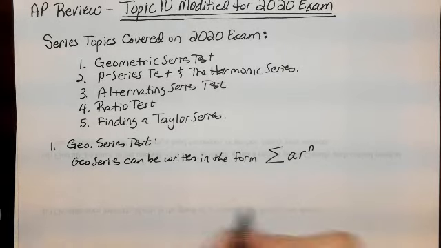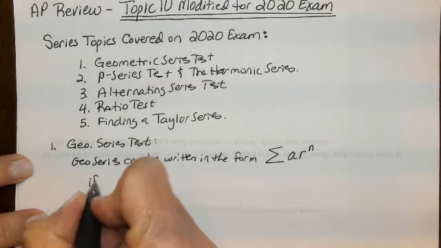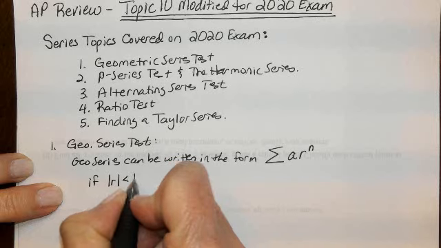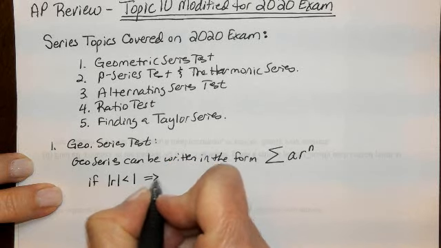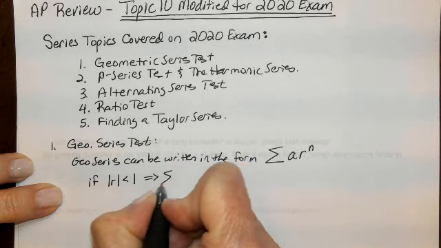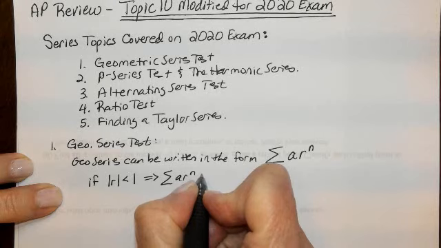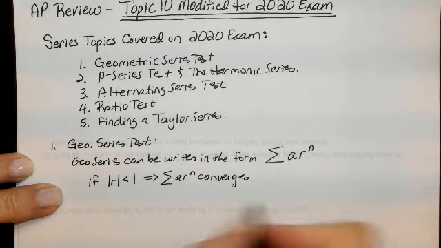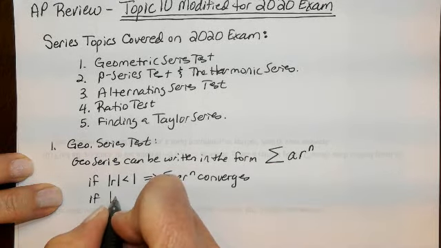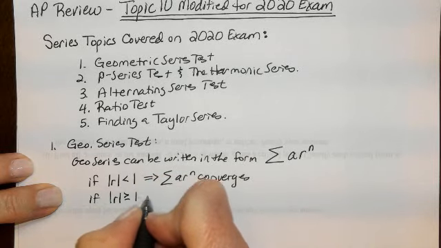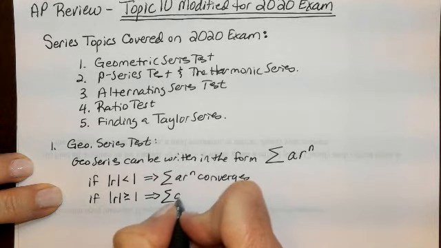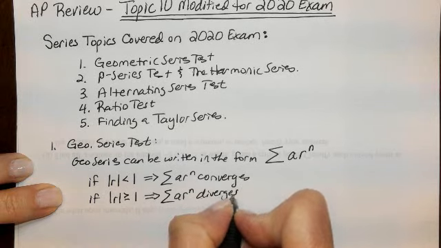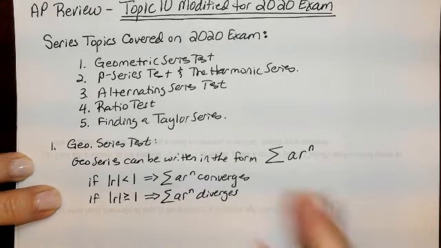Okay, so the test is if the absolute value of r is less than 1, then the series converges. Okay, if the absolute value of r is greater or equal to 1, then that series diverges. And remember, a is just a constant here.